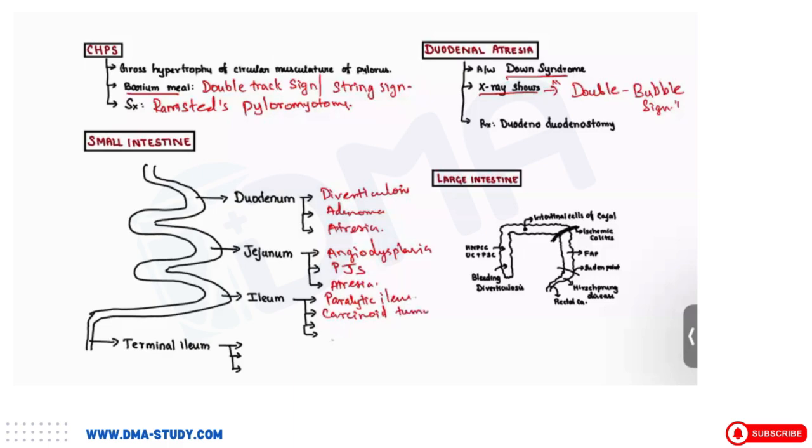Carcinoid syndrome is associated with what elevated levels? What is the finding? Carcinoid syndrome is an excessive serotonin producing tumor. When it is an excessive serotonin producing tumor, what levels in urine will be seen? Elevated levels of what in urine?